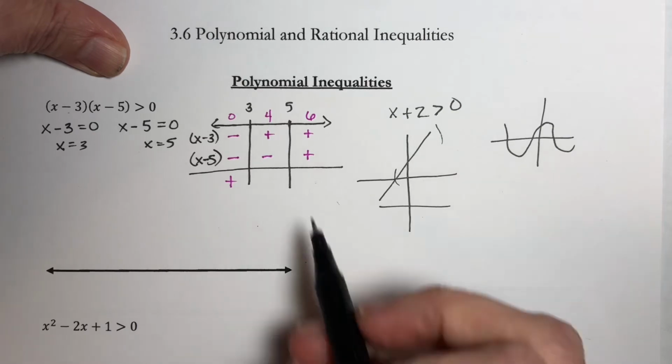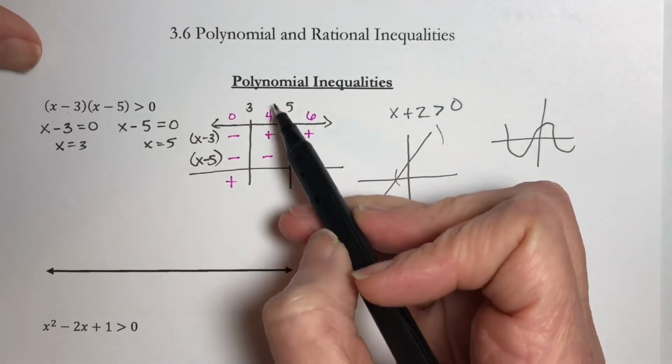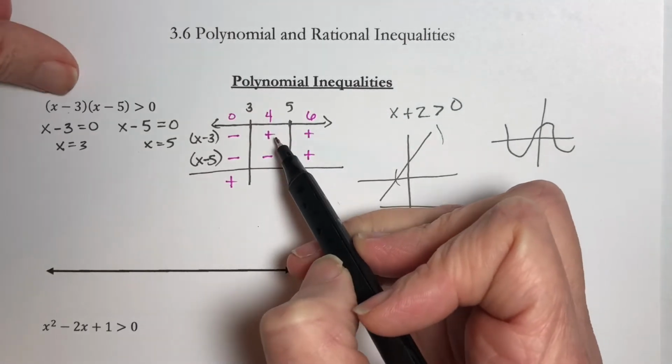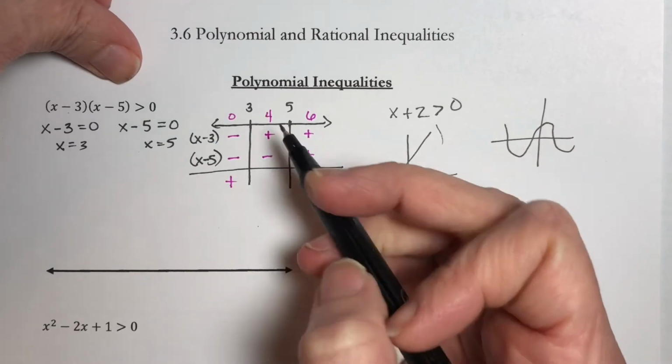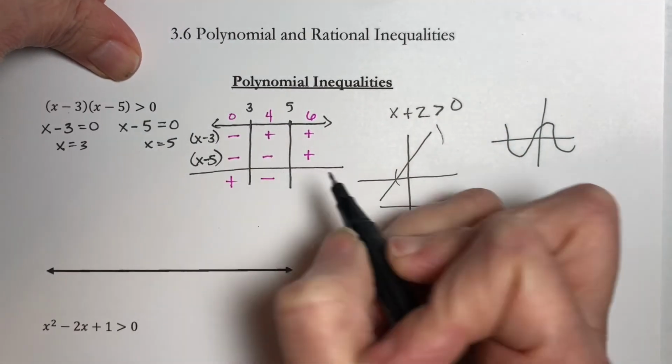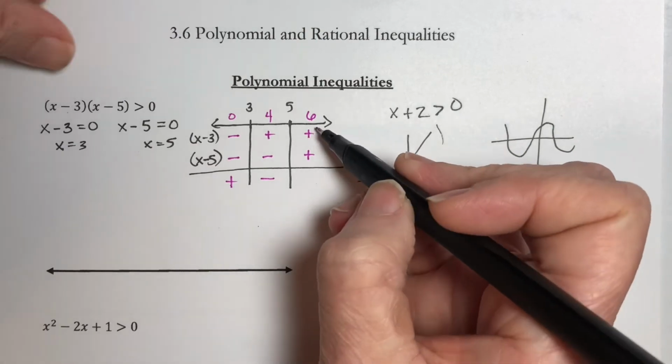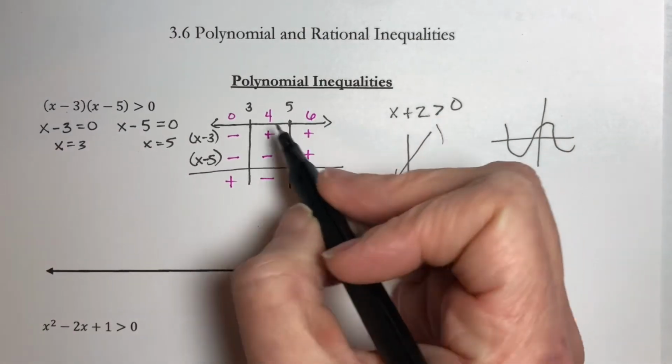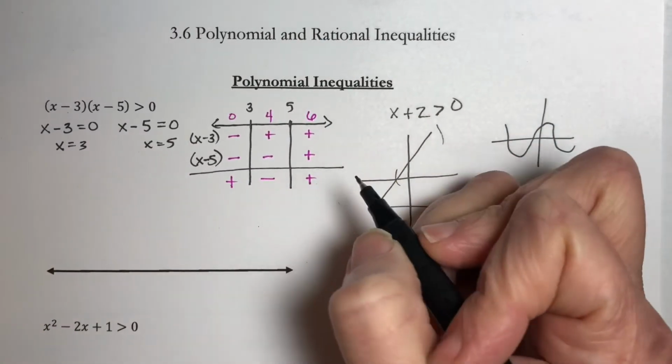Okay? Again, if I plug in a number between 3 and 5, I'll get a positive here and a negative here. Positive times a negative is negative. And when you plug in a number larger than 5, they're both going to be positive, and you get a positive answer.